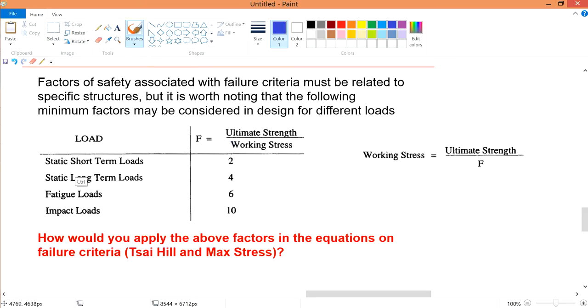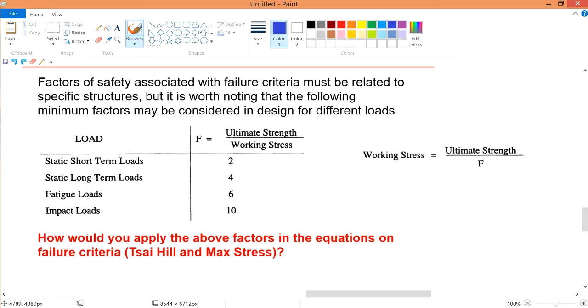Static means that you just put it there and let it go. For long term, you put it for a long time. Short term, you put it for a short time. Fatigue loads means that you're going to put it under cyclic loading, meaning it's very dynamic. For example, this is a spring, and it goes up and down, up and down, up and down. So different factors will require different values.